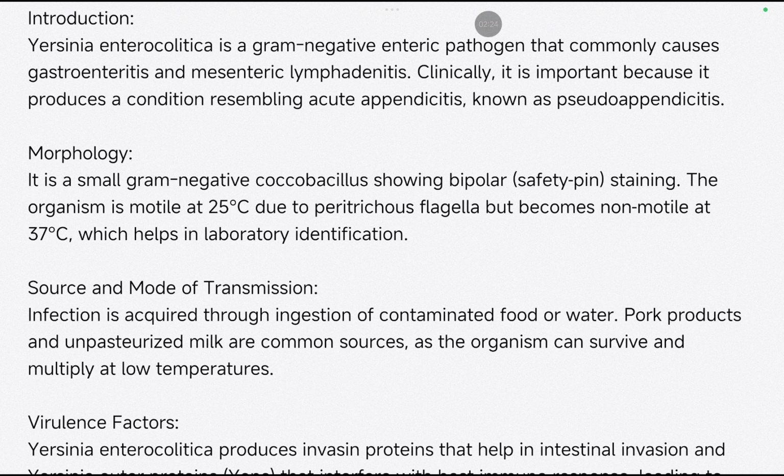What are the sources and transmission? Infection is acquired through ingestion of contaminated food or water. Pork products and unpasteurized milk are common sources as the organisms can survive and multiply at low temperatures. You might have heard in your family that earlier people should not drink raw milk because of this infection only. Lower temperatures are very suitable to it.